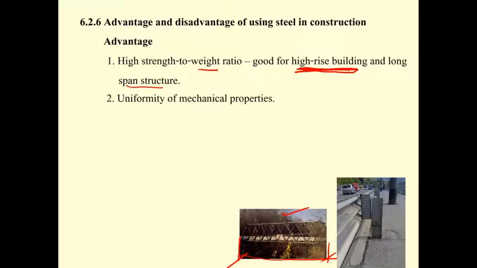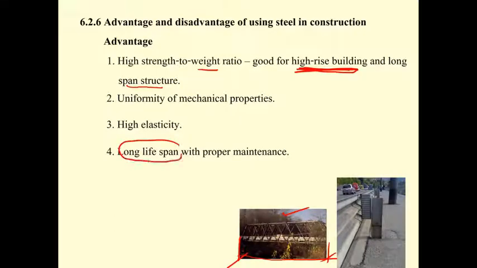And the property of steel is very uniform because most of the time it's built in an industrial environment. Unlike concrete, when you pour it, the rain may come, and then the property of the concrete may be degraded due to the rain. Steel has high elasticity, and it can have a long lifespan if you maintain it properly. There are a lot of steel bridges in the US.